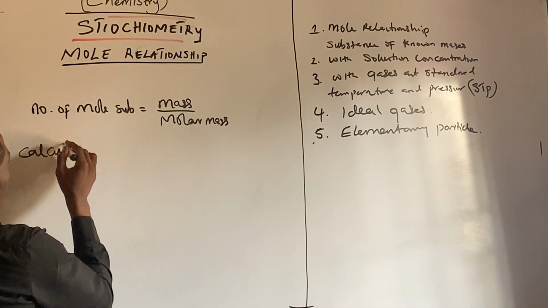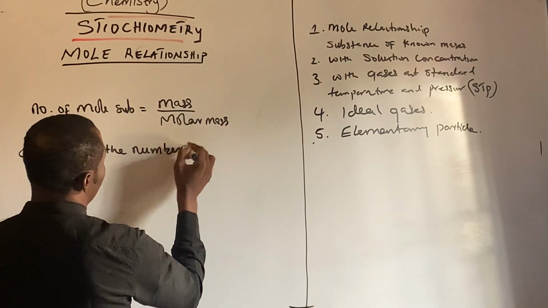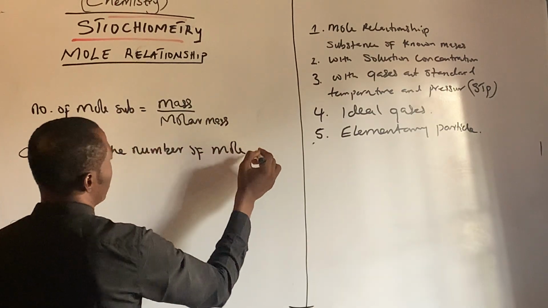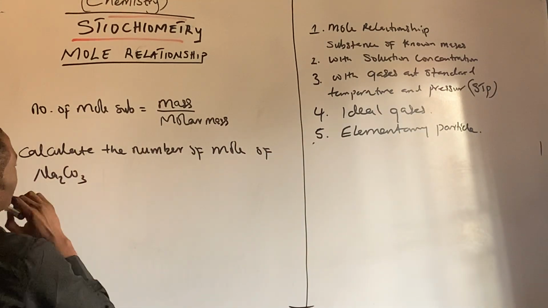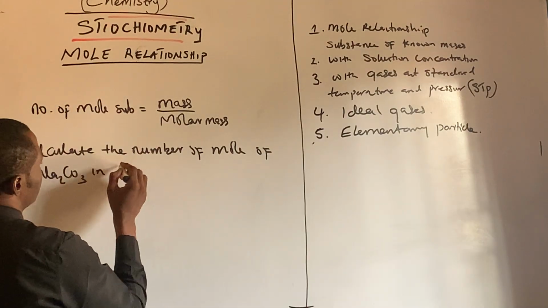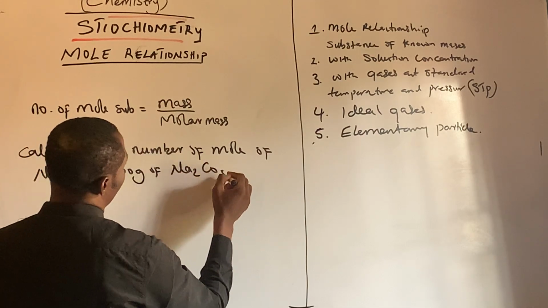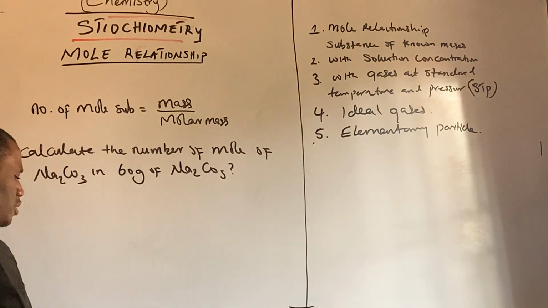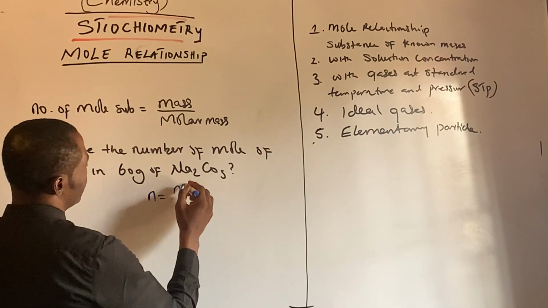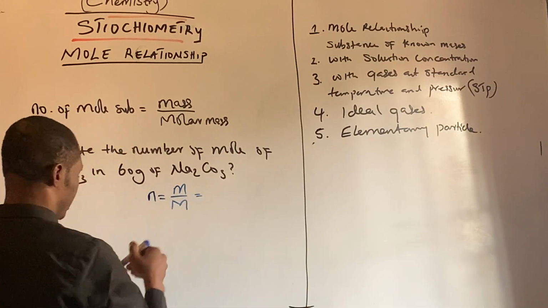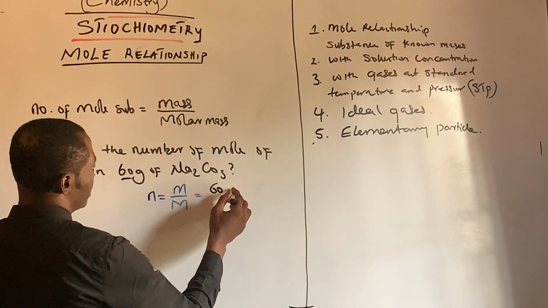Now, consider this question. Let's say you are asked, calculate the number of mole of sodium trioxocarbonate(IV) in 60 gram of sodium trioxocarbonate(IV). To solve this problem, you need to know that number of mole is equal to mass over the molar mass. The mass of the substance here is 60 grams.